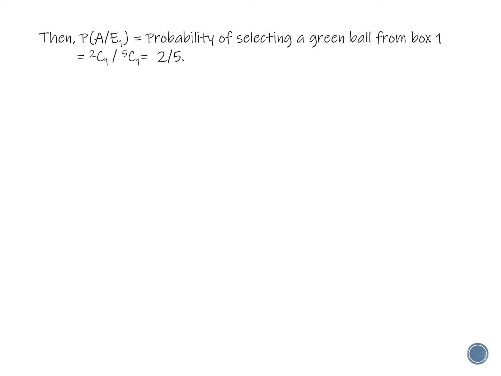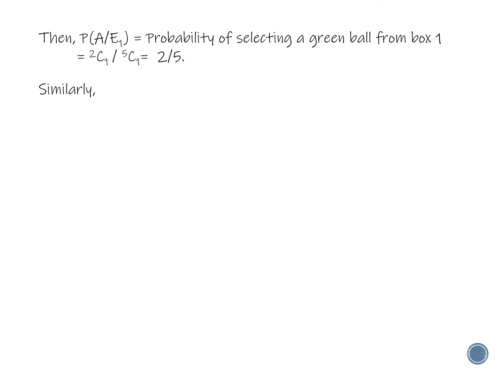Note that in box 1 we have 2 green balls and 3 red balls. Totally we have 5 balls. Out of 5 balls we have to choose 1 ball. So the existing number of cases is 5C1. Here the favorable number of cases is 2C1. So probability of A given E1 equal to 2C1 divided by 5C1, that is the same as 2 by 5.